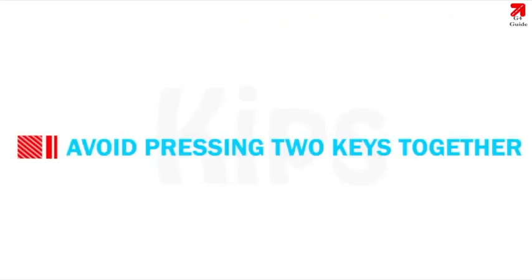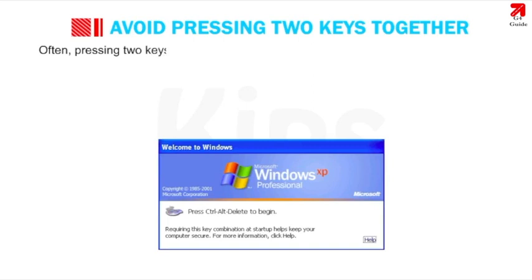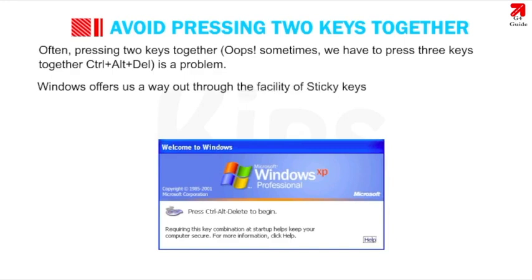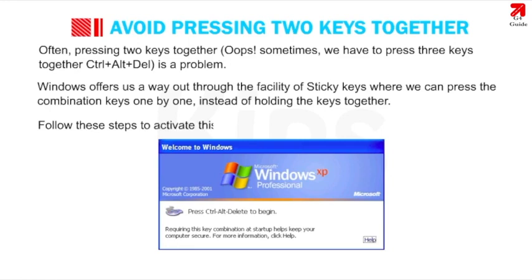Now let us find out how we can avoid pressing two keys together. Often pressing two keys together is a problem. You know, sometimes we have to press three keys together, Ctrl plus Alt plus Delete. Windows offers us a way out through the facility of sticky keys, where we can press the combination keys one by one, instead of holding the keys together. Follow these steps to activate this feature from Windows.